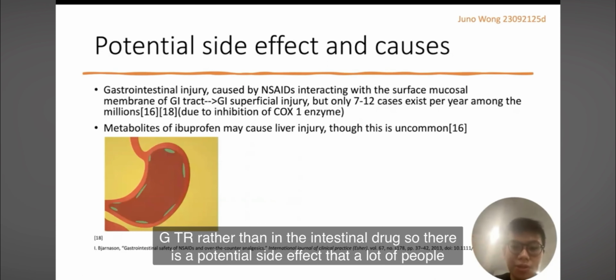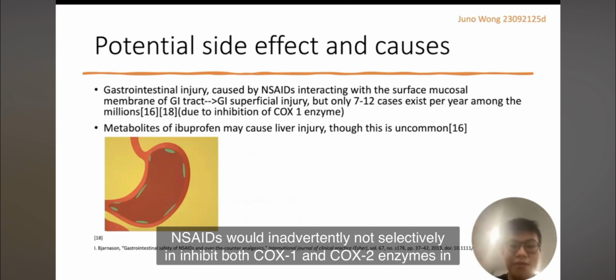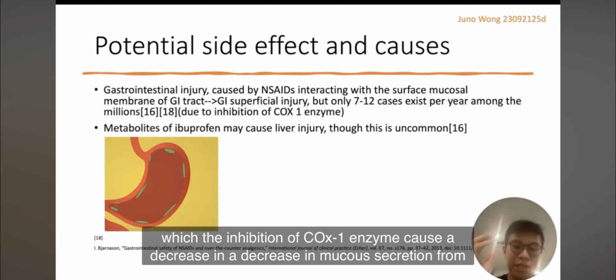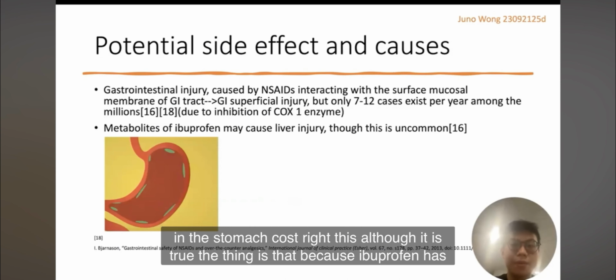So there is a potential side effect that a lot of people may talk about when talking about ibuprofen, which is gastrointestinal injury, because NSAIDs would inadvertently and non-selectively inhibit both the COX-1 and COX-2 enzymes, in which the inhibition of the COX-1 enzyme would cause a decrease in mucus secretion from the stomach, right? This would cause stomach ulcers to happen due to the corrosion that hydrochloric acid in the stomach would cause, right?